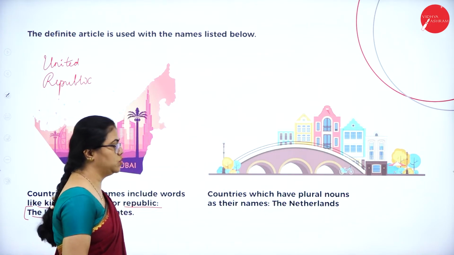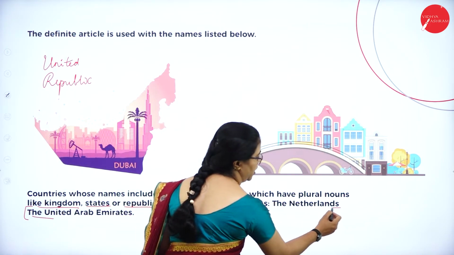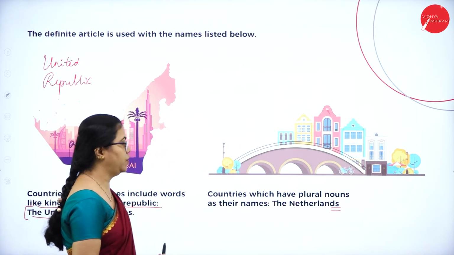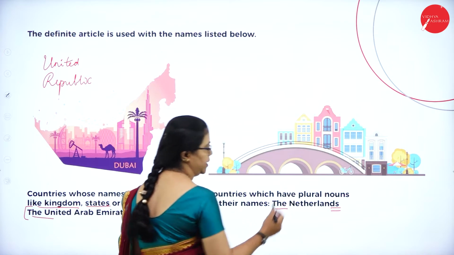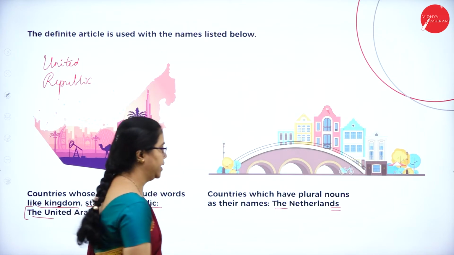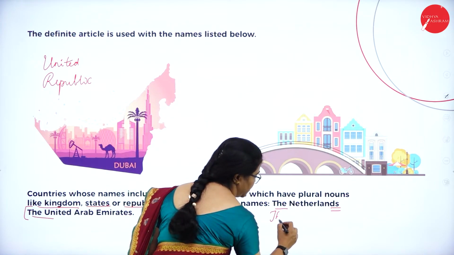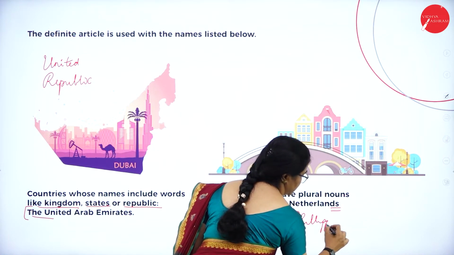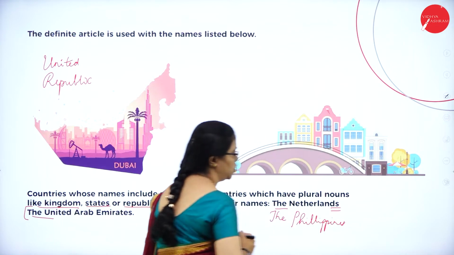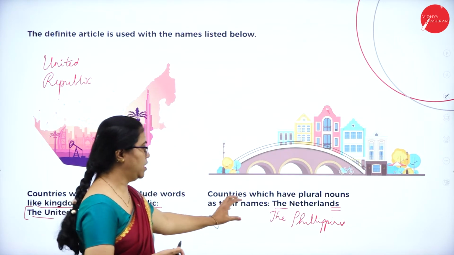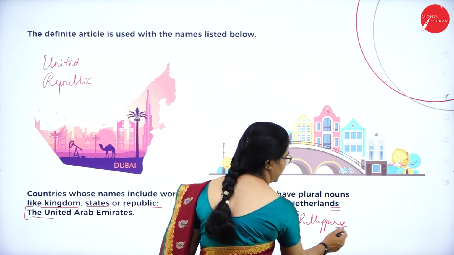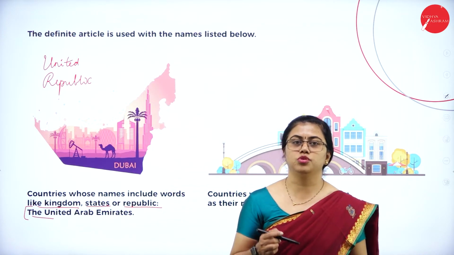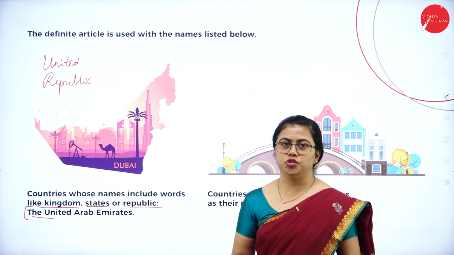Another place where we use the is whenever we have a plural in the name of the country. Then also we make use of the definite article, that is the Netherlands. Another example I can give is the Philippines. So the Philippines. This way, when you talk about something where there is a plural, that time also you make use of the definite article the.